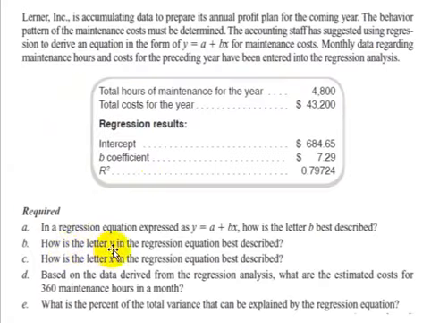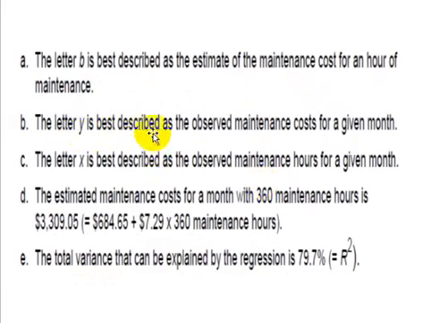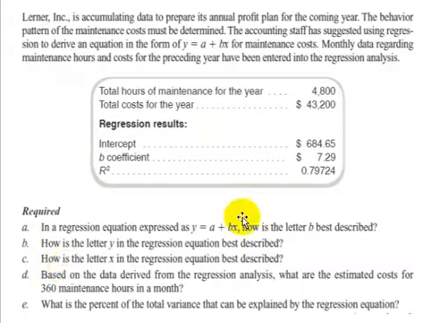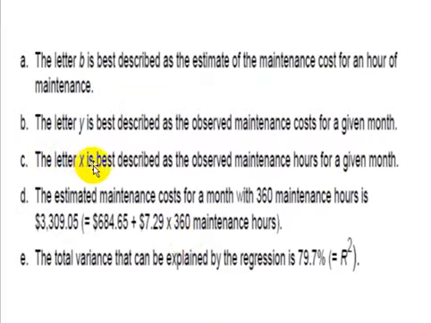How is the letter Y in the regression equation best described? Y is the maintenance cost, the dependent variable. The letter Y is best described as the observed maintenance cost for a given month, the dependent variable. How is the letter X in the regression equation best described? X is the maintenance hours, the independent variable. X is best described as the observed maintenance hours for a given month.